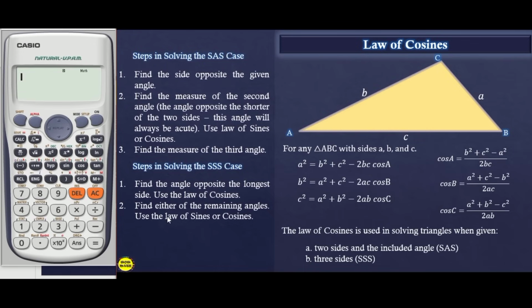Sa step 2, you may now find the remaining angles, alin doon, kahit ano pong mauna pwede. And you may apply the law of sines or cosine just like this one. Okay? And then nakuha mo na yung isa sa mga angles. You can now find the third angle by applying the triangle sum theorem.